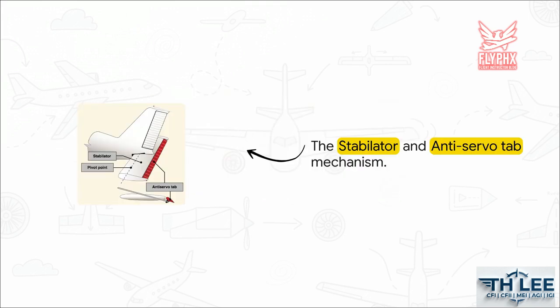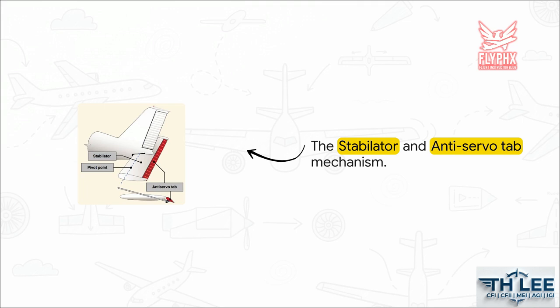Next up is pitch control on the lateral axis. Most planes use an elevator on the back of the horizontal stabilizer, but many aircraft, like the Piper Arrow, use a stabilator. With this design, there is no separate elevator. The entire horizontal tail surface moves.